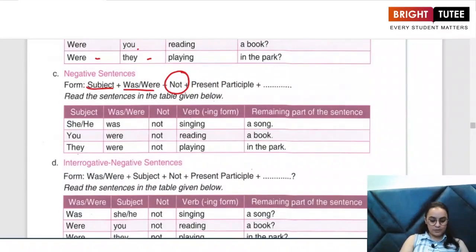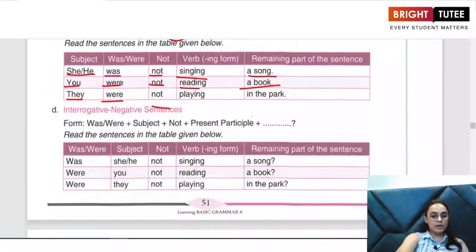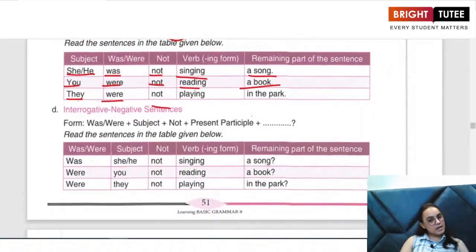For example, she or he was not singing a song. You were not reading a book. They were not playing in the park. And when we talk about the interrogative negative sentences, again, we simply have to add not in the interrogative structure that we have already learned.